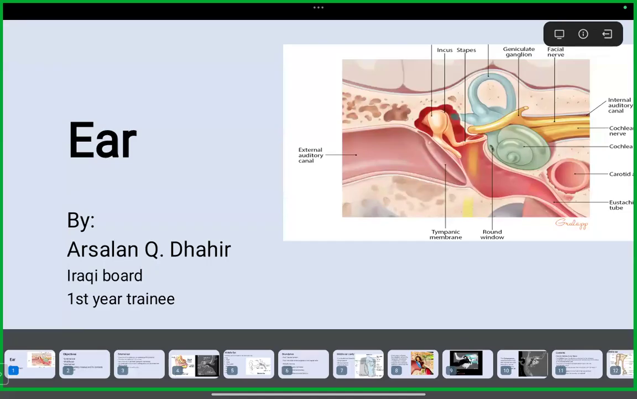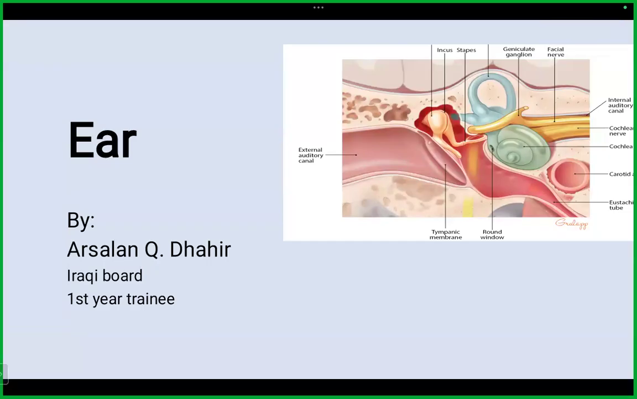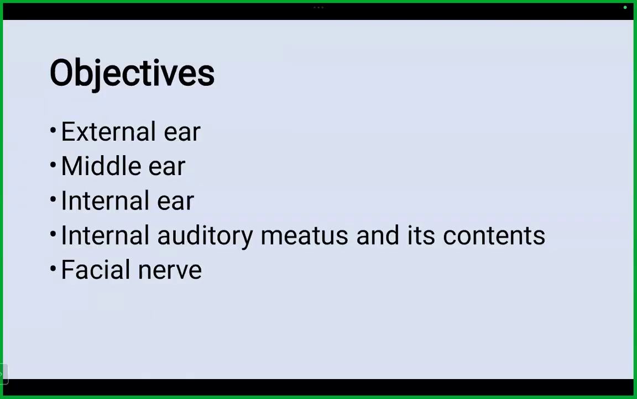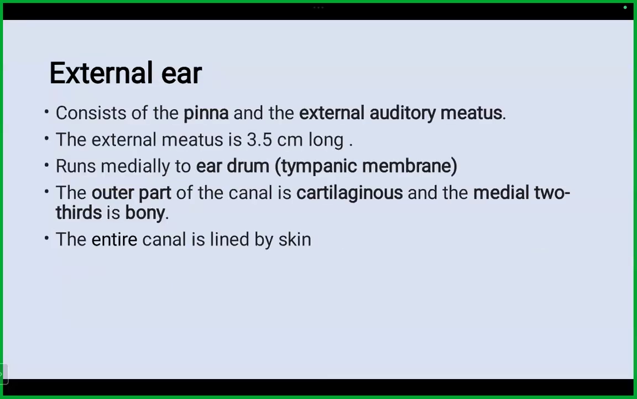Our subject today will be the ear anatomy. Objectives: we will discuss the external ear, middle ear, internal auditory meatus and its contents, and the facial nerve.